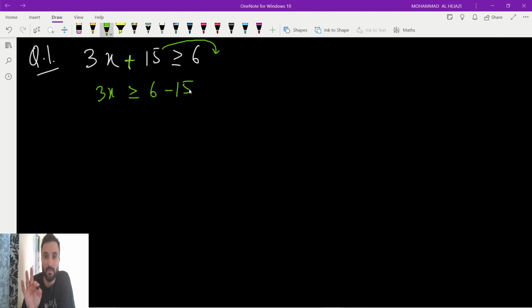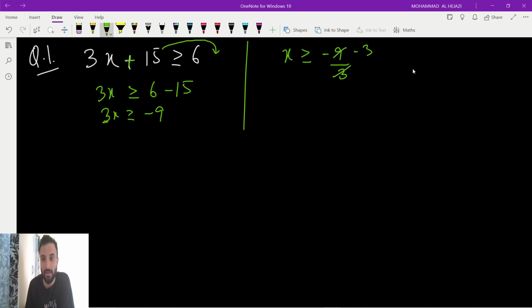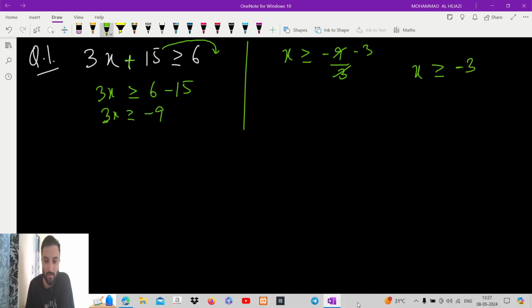Guys, don't change the symbol. Okay, 3x is greater than equal to 6 minus 15. So 3x is greater than equal to minus 9. We have to find the value of x. So what will happen? We'll send the 3 this side. If the 3 will go that side, it will become divide. So x is greater than equal to minus 9 by 3. So it is minus 3, means x value is greater than equal to minus 3.